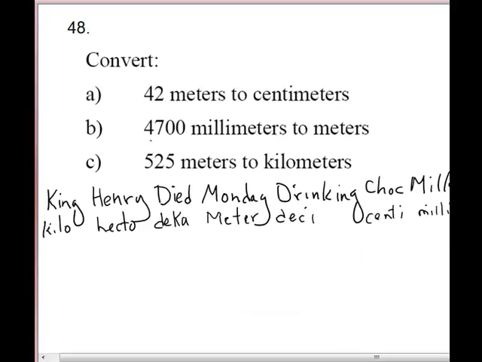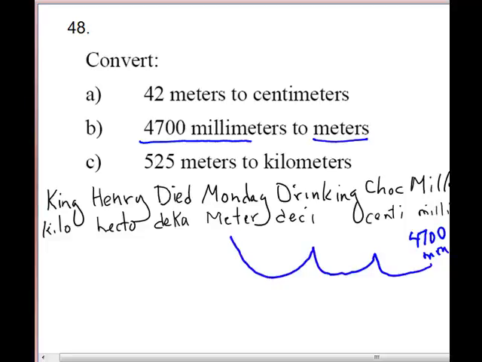B, we will do 4,700 millimeters to meters. So we're starting over here, 4,700, and this is millimeters. We're going to move to meters. So this time we're moving towards the left. Don't count where you start. Count how you move. So 1, 2, 3 places towards the left. That's the way your decimal should go. Right now your decimal is at the end after the 0. 1, 2, 3. It's going to go between the 4 and the 7. And now we are in meters, 4.7 meters.